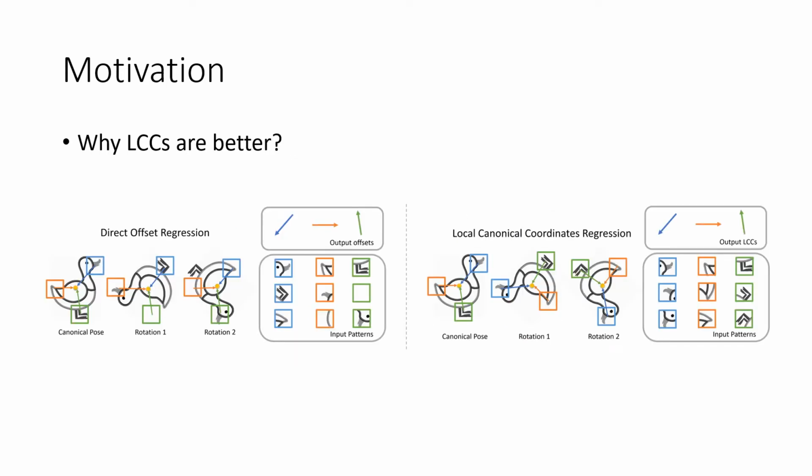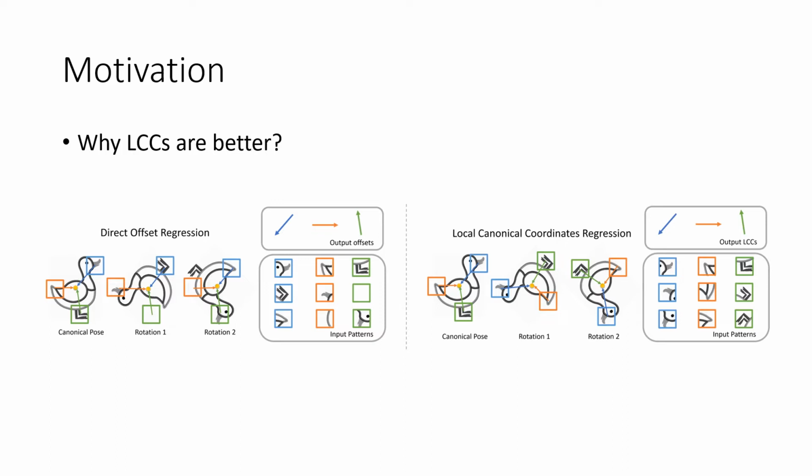To understand why predicting LCCs can be better and easier than direct offsets, let's take an image as an example. Suppose we would like to output direct offsets or LCCs for each pixel with 2D convolution. On the left, we see that each local pattern is mapped to its corresponding direction. When the image rotates, different parts of the dark are mapped to the same output offset. This is how direct offset works, since it does not go with the orientation. It is hard to identify different offsets based on the divergent input patterns.